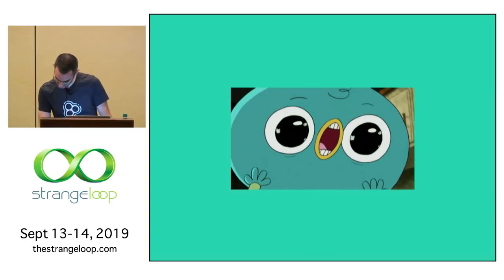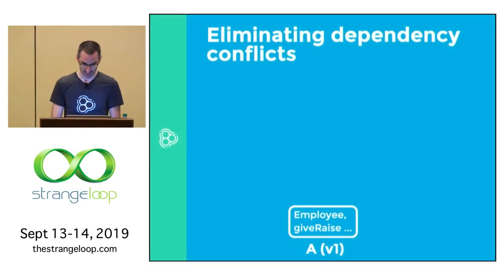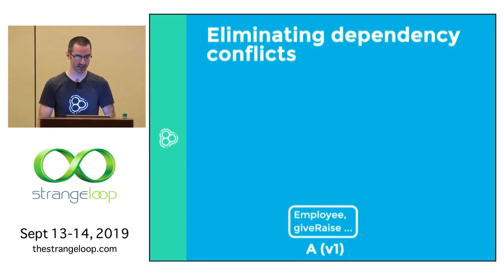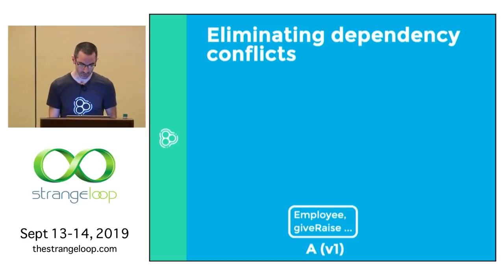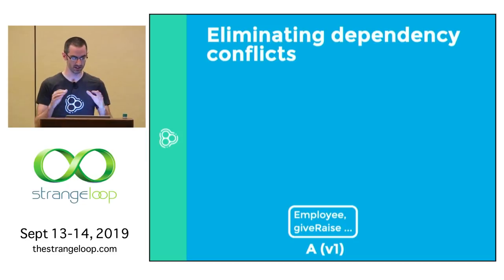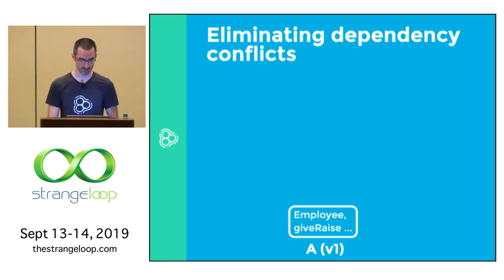All right, cool. So, what are some other benefits of this idea of content-addressed code? I said that we're going to eliminate dependency conflicts. Dependency conflicts generally arise when you have diamonds in the dependency graph. I'll explain what that means.